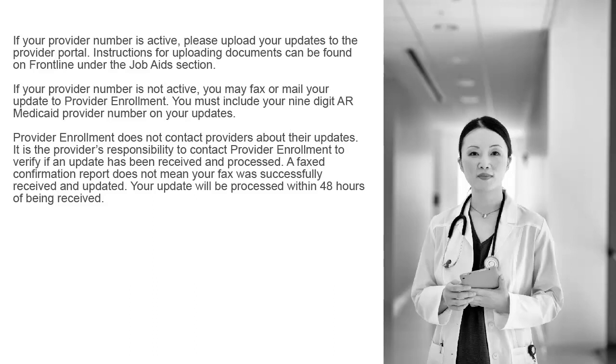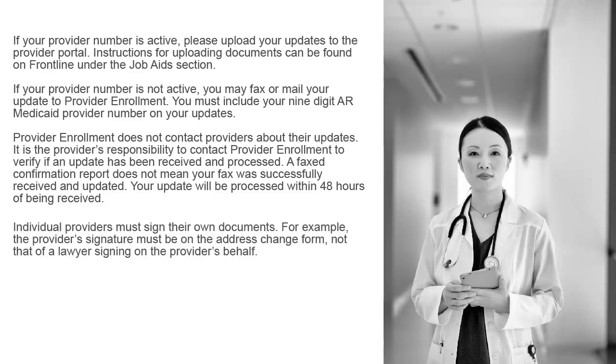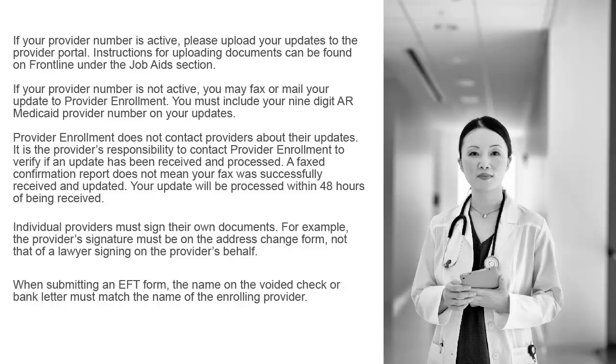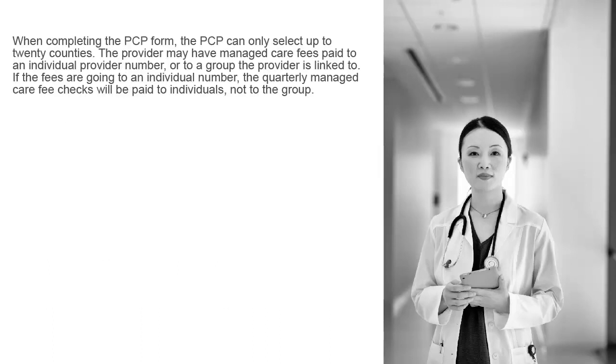Individual providers must sign their own documents. For example, the provider's signature must be on the address change form, not that of a lawyer signing on the provider's behalf. When submitting an EFT form, the name on the voided check or bank letter must match the name of the enrolling provider. When completing the PCP form, the PCP can only select up to 20 counties.